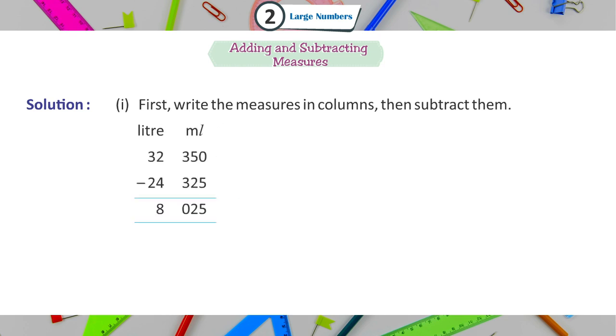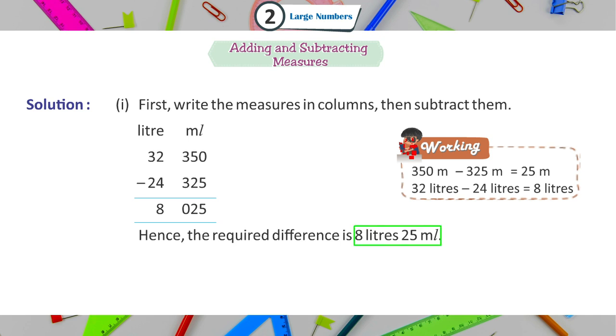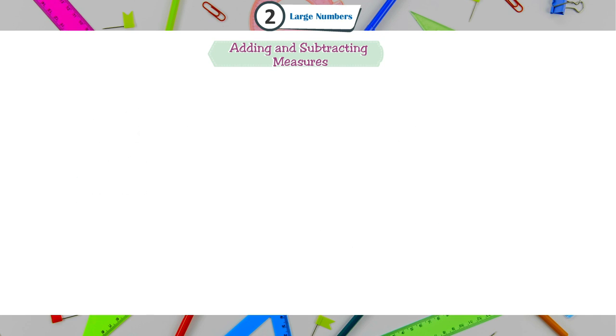32 liters 350 milliliters minus 24 liters 325 milliliters is equal to 8 liters and 25 milliliters. Working: 350 milliliters minus 325 milliliters is equal to 25 milliliters. 32 liters minus 24 liters is equal to 8 liters. Hence, the required difference is 8 liters and 25 milliliters.